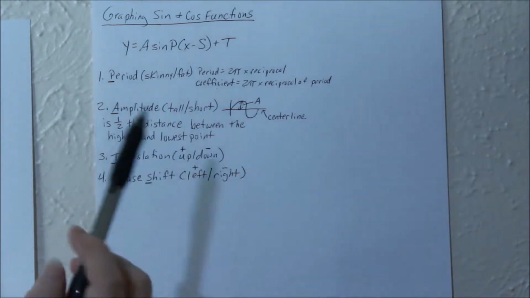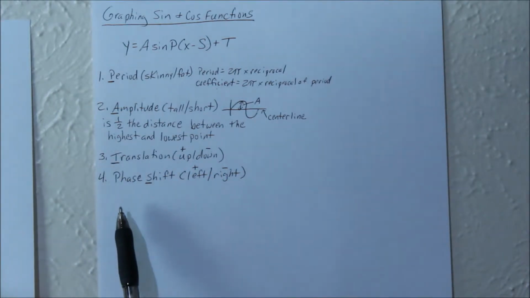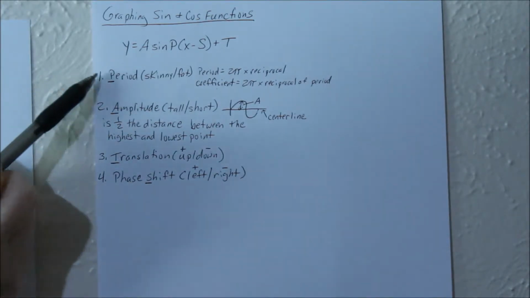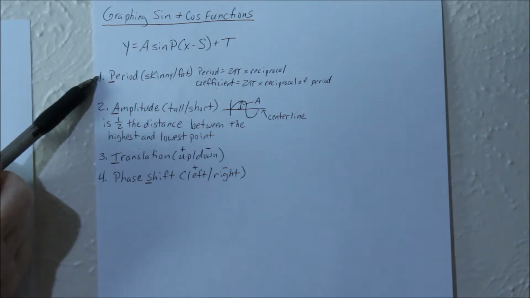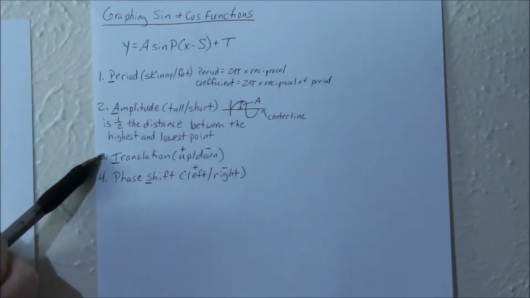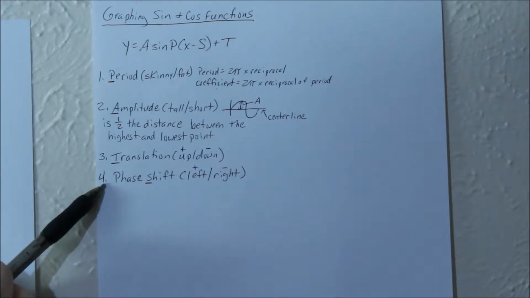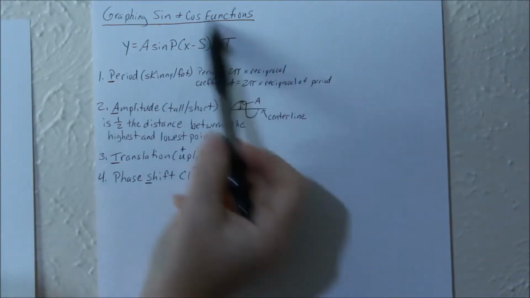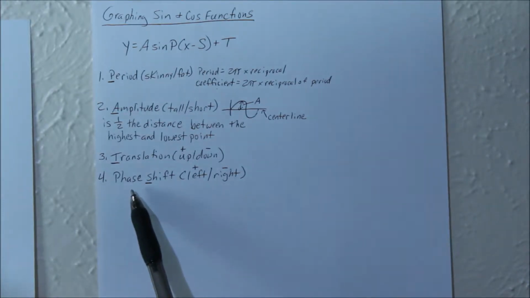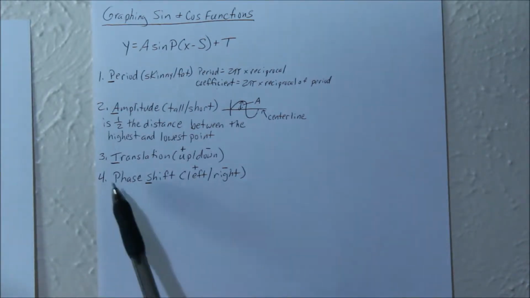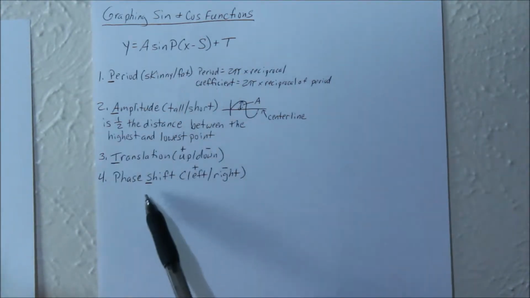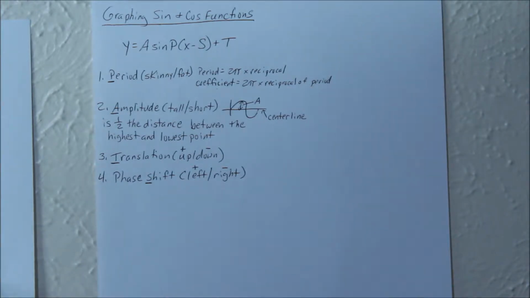So when you're making your graphs, my recommendation is to do these in this order. In other words, if there's a period change, do that first. Then if there's an amplitude change, do that. Then do your translation, then do your phase shift. All of these apply to sine and cosine graphs. They will also apply to cosecant and secant graphs when you get to that lesson. And all of these terms also apply to cotangent and tangent graphs as well.